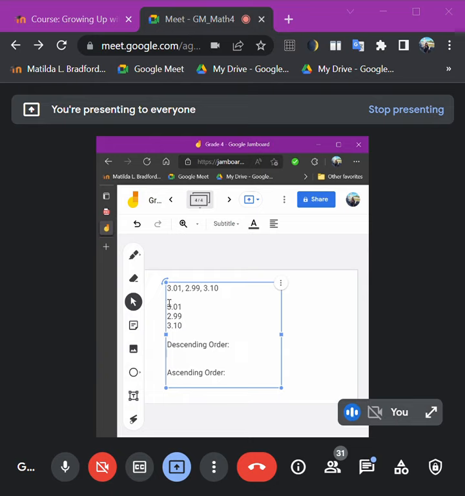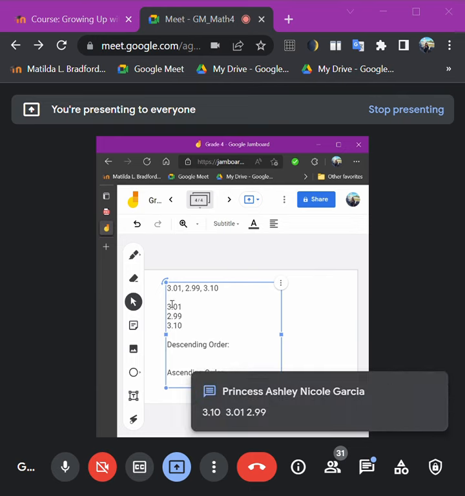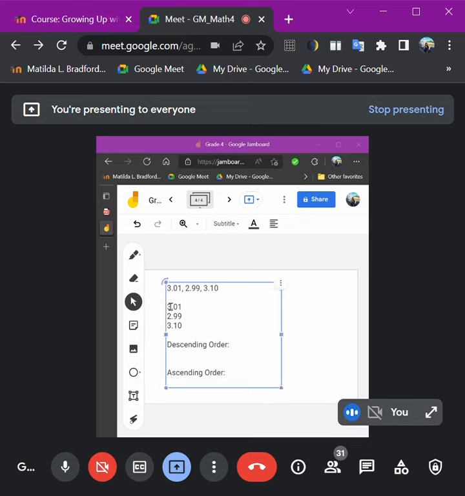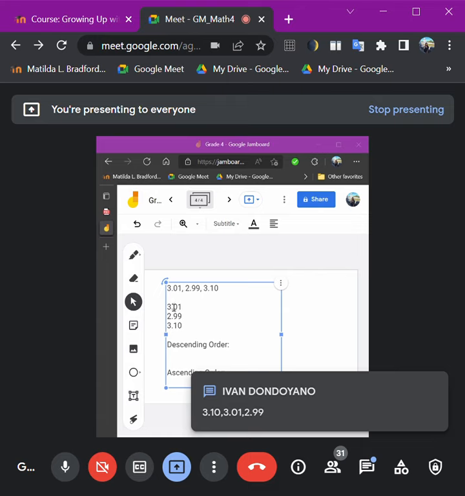So, atong mag-start sa left man, diba? Sa left. So, atong mag-base sa atong whole number. So, you have there 3, 2, and 3. So, you have there, asa man ang dako nila, diba? Kaning duha ka 3. So, ari na punta sa ilahang tenths place. So, for tenths place, which is bigger, 0 or 1?